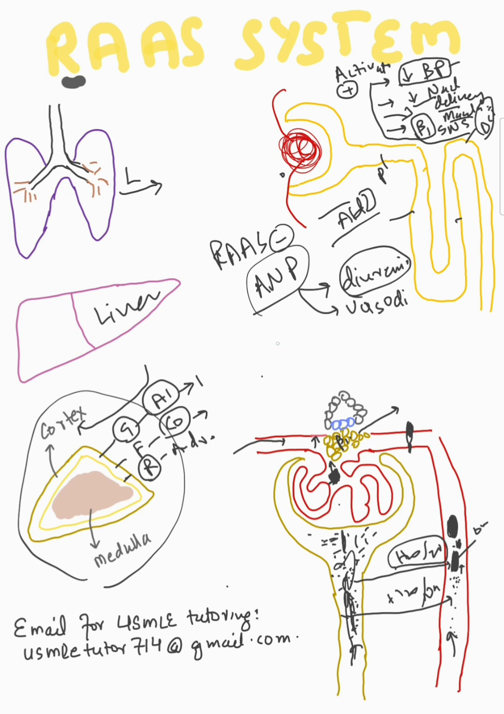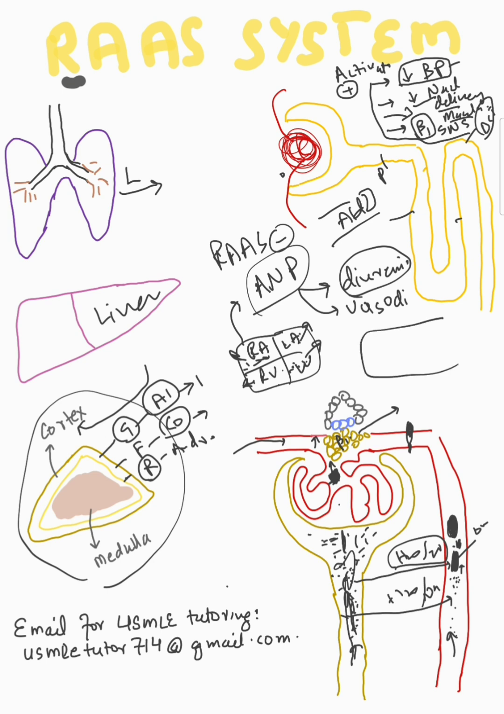Remember ANP, first you need to know when it is released. If this is your heart, this is the right atrium, this is the right ventricle, this is the left atrium, left ventricle. It is released by stretch of the myocardium. Once this stretch occurs, it means there is more fluid here. This is a volume overload state. So this stretch causes release of ANP. ANP goes to the adrenals and decreases the release of aldosterone. Also, it causes vasodilation.